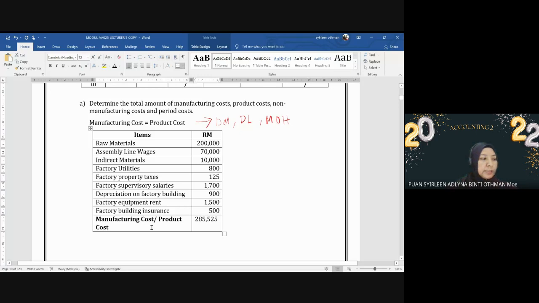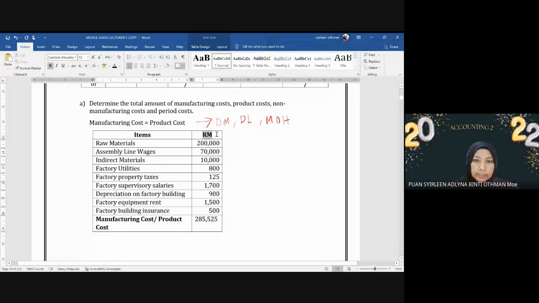Manufacturing cost is also your product cost. So kalau soalan minta awak kira product cost, you don't need to calculate again. Just tulis je bersamaan dengan 285525. Make sure your answer ada RM. Saya dah letak RM dekat atasnya.